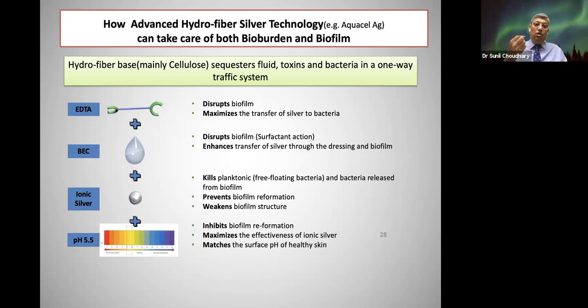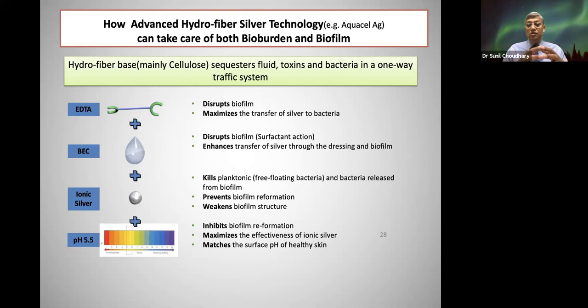Now, once the bacteria and toxins are locked, how do you actually tackle them? Once they are locked, you have the ionic silver, which essentially kills the bugs. But there are other things as well, which disrupt the biofilm. The EDTA and the BEC essentially have surfactant action, because of which they loosen the biofilm from the wound. Also, the pH is acidic, and the acidic pH essentially inhibits biofilm reformation. All of you have probably used, for Pseudomonas, a mild 1% acetic acid or vinegar, and we know that biofilm formation is inhibited by these substances as well. So again, traditional wisdom is being converted into a scientific advanced wound dressing.